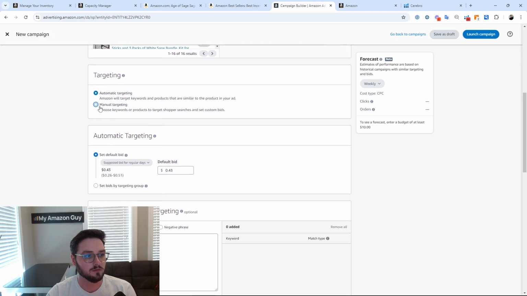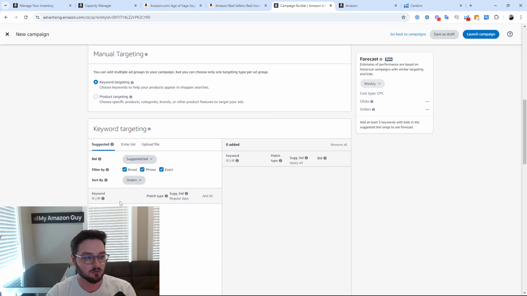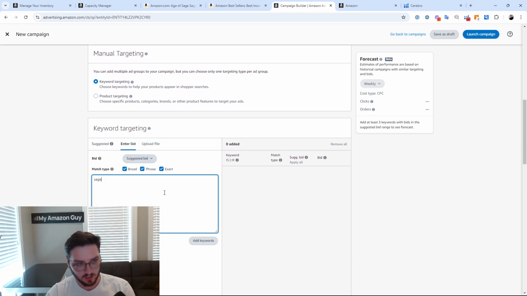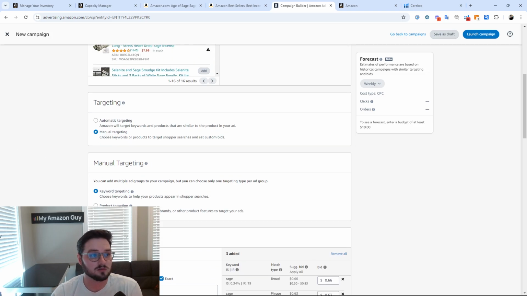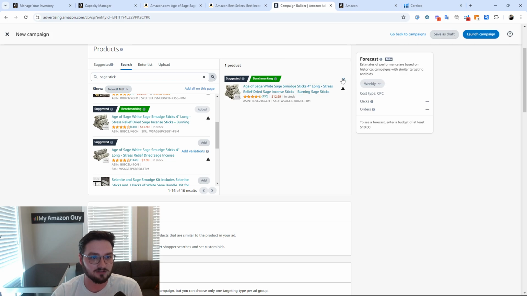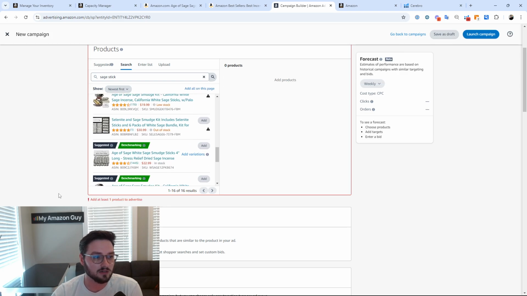So let's add this one for right now. We're going to go with manual targeting and do some keyword targeting. So we're just going to enter this in here. We should already have an idea of what our keywords are going to be. We'll add this in here, and then we're going to look at what our suggested bid is for this. The point is that we're trying to understand what we're actually going to be spending. And again, you can do this just by clicking any random product. It doesn't even have to be this product here.